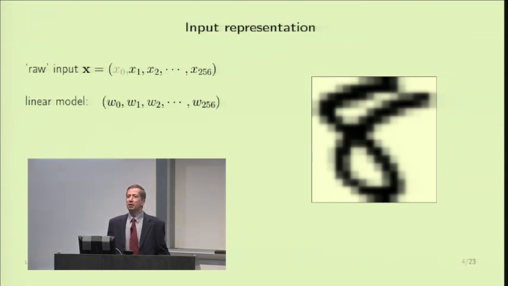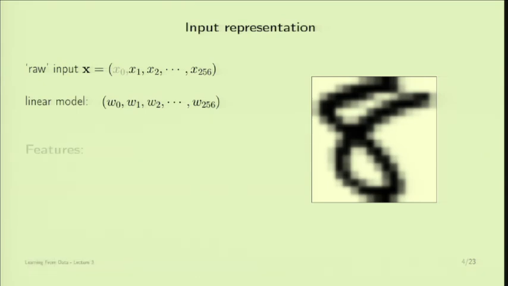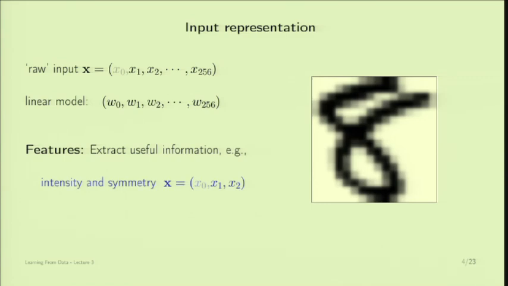We know something about the problem. We know that it's not really the individual pixels that matter. You can probably extract some features from the inputs and then give those to the learning algorithm and let the learning algorithm figure out the pattern. So this gives us the idea of features. What are features? Well, you extract the useful information. As a very simple suggestion, instead of giving the raw input with all of the pixel values, you extract some descriptors of what the image is like.